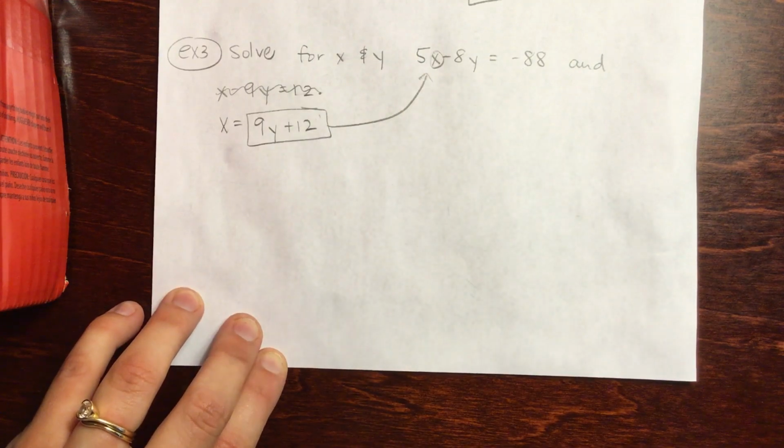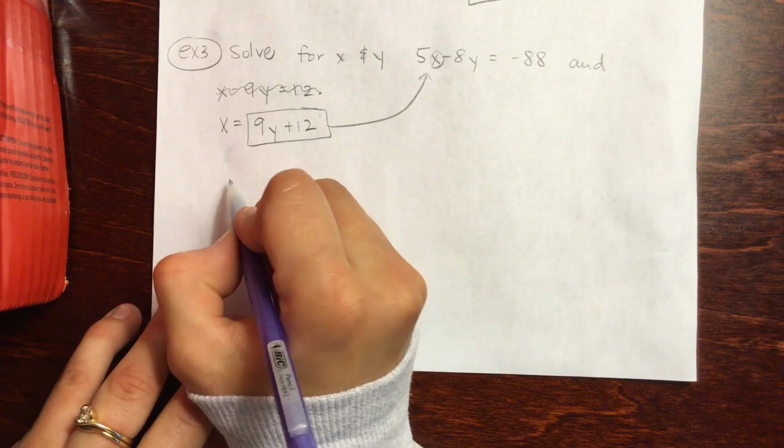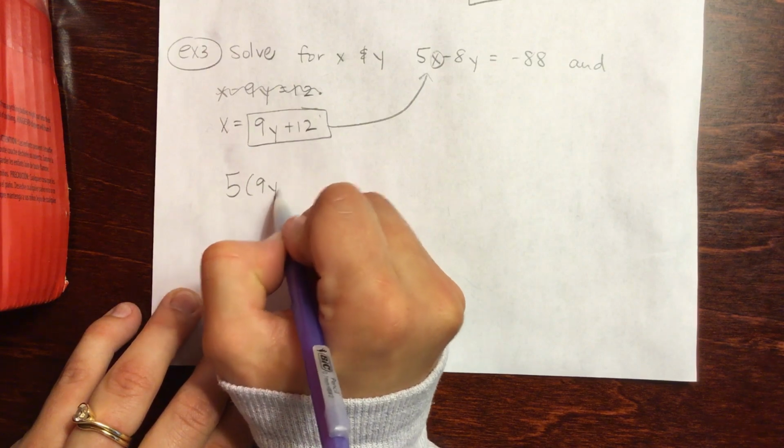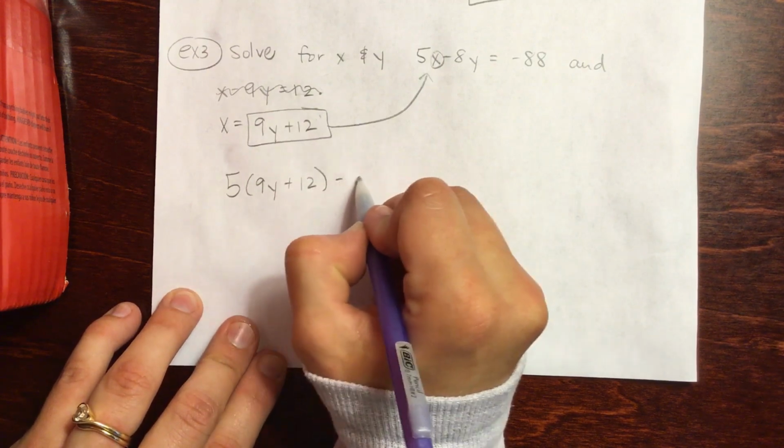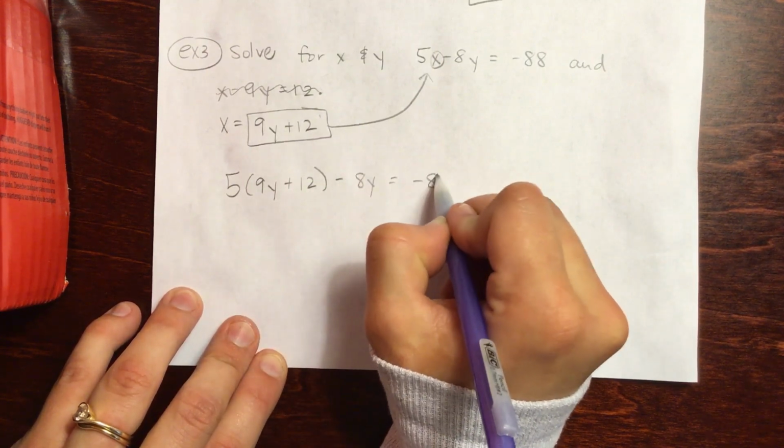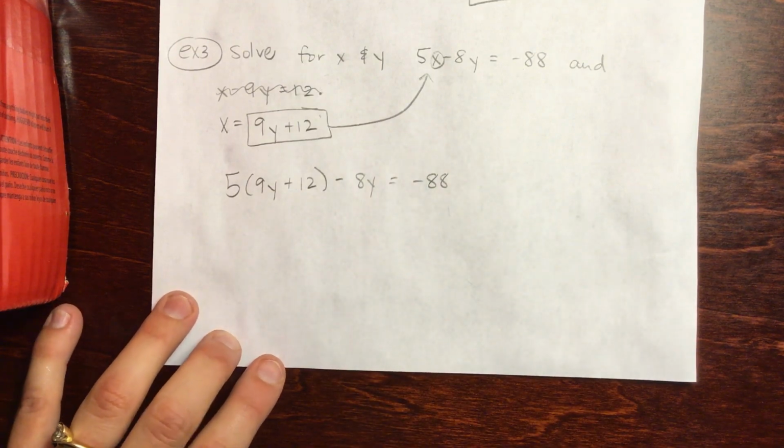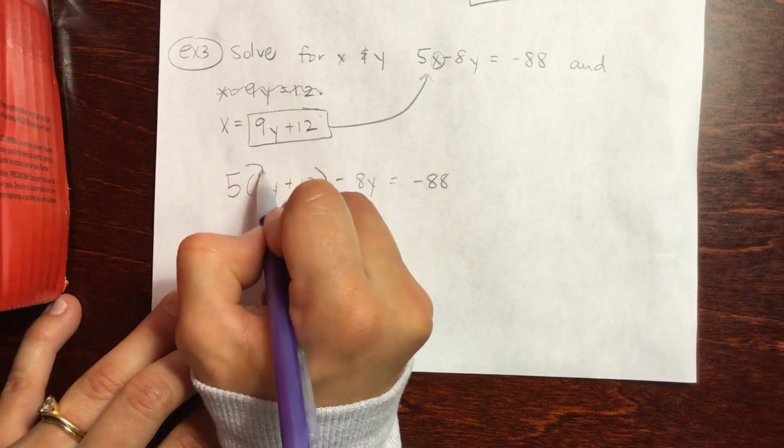All right, now that I know that x equals all of this, I can plug it in for my x in the first equation, or substitute it in for my x in the first equation. We still have our 5 out front, and these are big numbers, but we can do it. Solve for y. Distribute your 5.